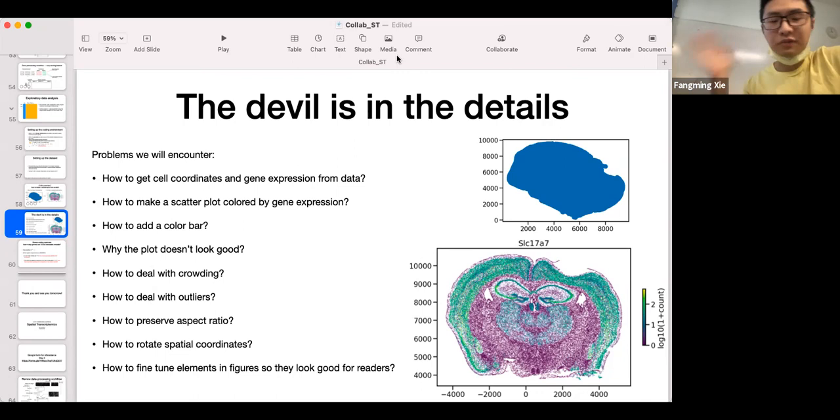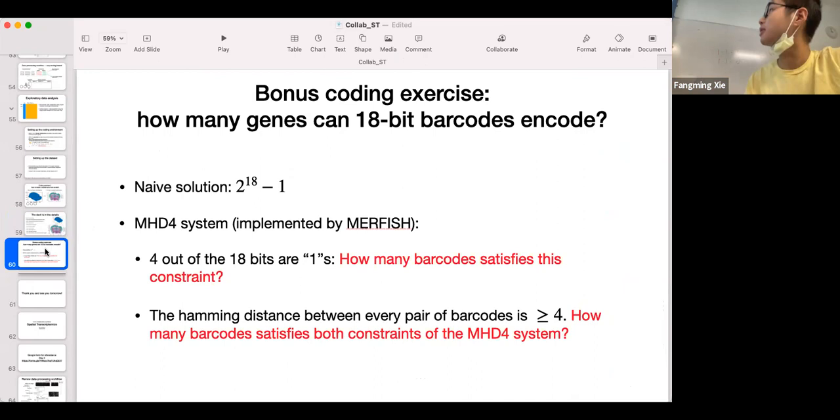Before I switch to the demo, this is a diverse class. I know some of you are very good at coding and this won't be a problem for you at all. So in order to make it fun and challenging for you, here's a bonus coding exercise. We talked about MERFISH in class and how modified Hamming distance 4 works in general, but how does it actually work? Here are some numbers. If you use 18-bit barcodes to encode genes, a naive solution is you have 2^18 possible combinations, minus one, because 000...0 is all dark, it doesn't mean anything.